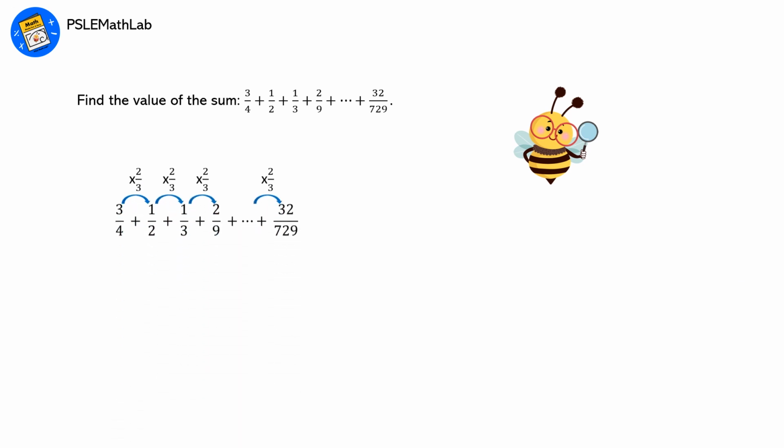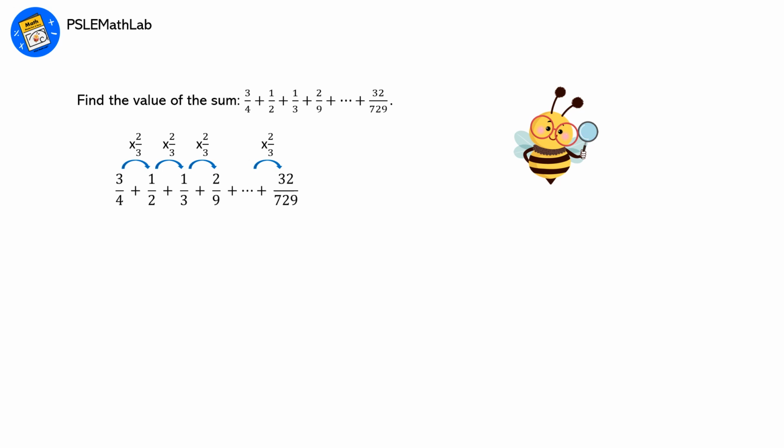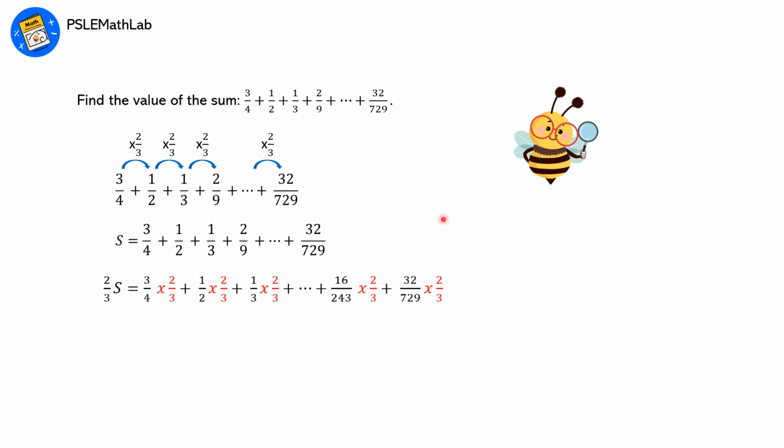So now we are looking at how to find the sum of the geometric series. So first we use S to represent the equation, and S is the value we need to find out. Then we multiply the first equation by the common ratio. So we have 2/3 of S equals every single term times the common ratio, which is 2/3.